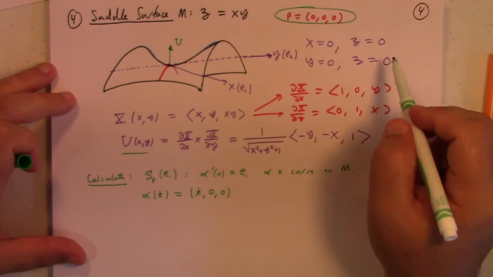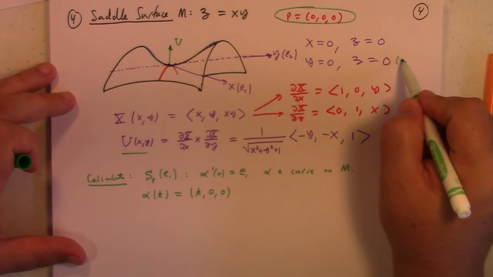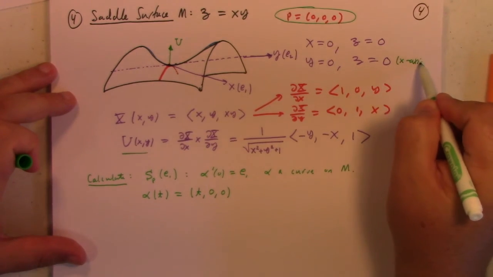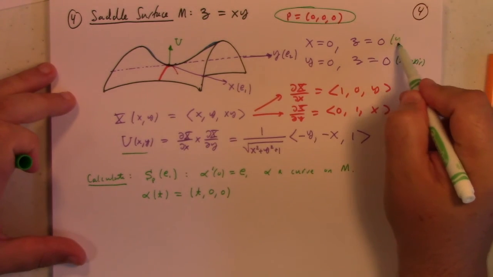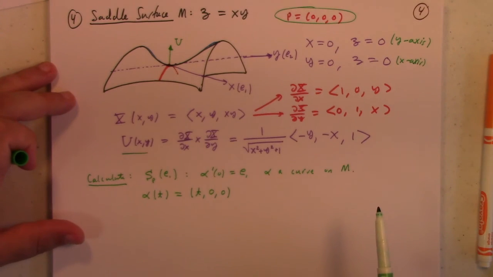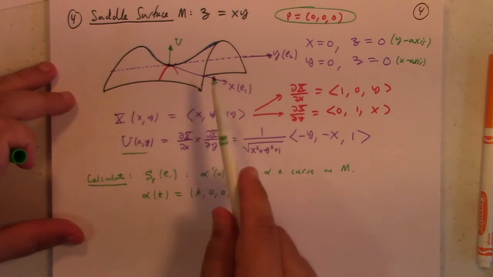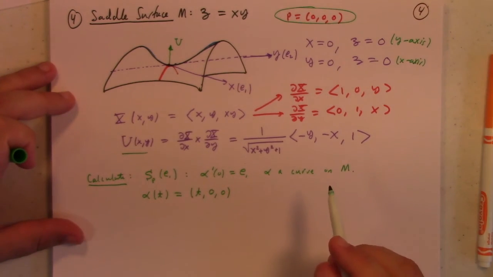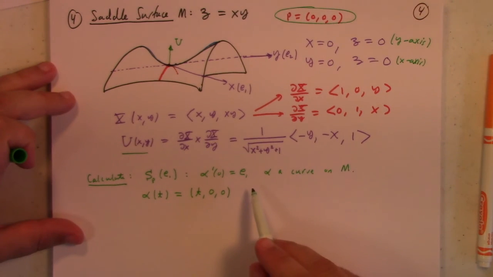That thing just sits on y equal to 0, z equal to 0. This is otherwise known as what? The x-axis, right? By the way, x equal to 0, z equal to 0 is the y-axis. As awful as this surface is in some sense, it's actually very simple in the sense that it has both the x and y-axis, and that's kind of cool. Anyway, as you can see, alpha prime of 0 is E1.